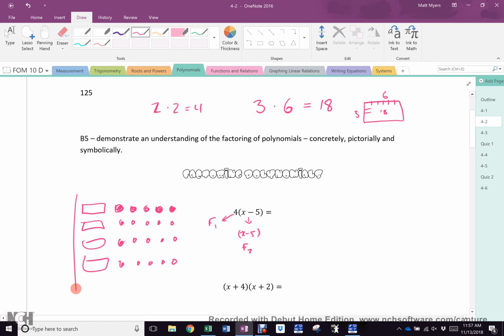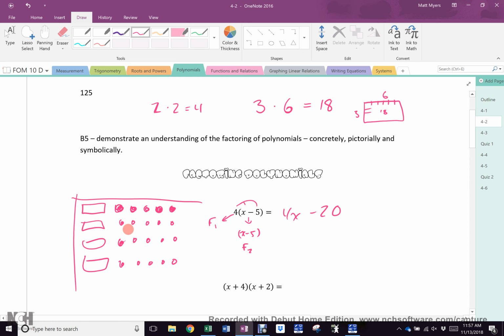So this must be my answer, correct? Which I can write right over here quite plainly. 4x and minus 20. Yeah? And of course you have learned to do that algebraically as well, right?